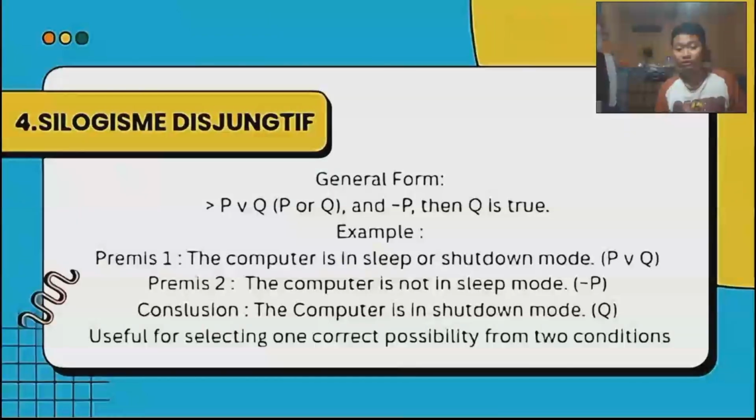And this is useful for selecting one correct possibility from two conditions. Even though Q can be false, if your only information is that P is false and that it's P or Q, then it's generally a good thing to assume that Q is in fact true.